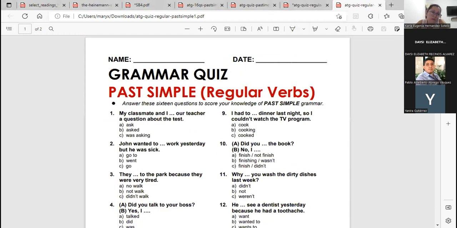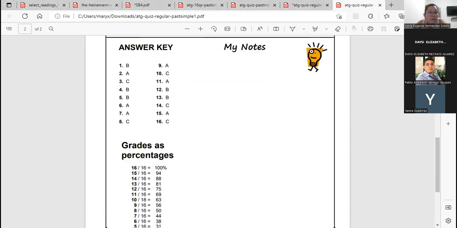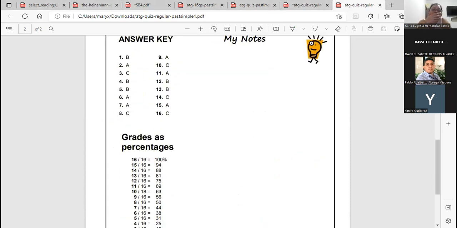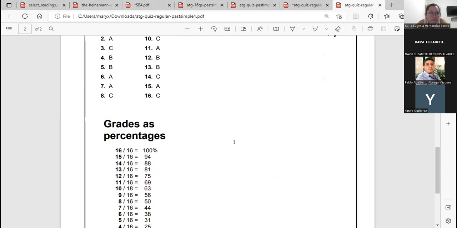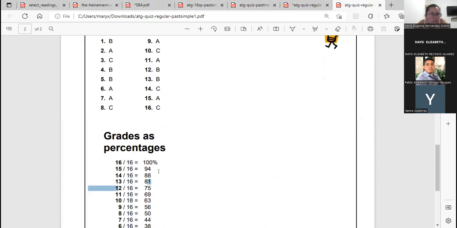Okay, now we're gonna check the answers in a moment, right? These are the answers that we should have. Please check them out on your book and tell me what is your percentage. I think most of you are going to be like here and up, right? These are going to be your percentage. I'm pretty sure. Check them out.